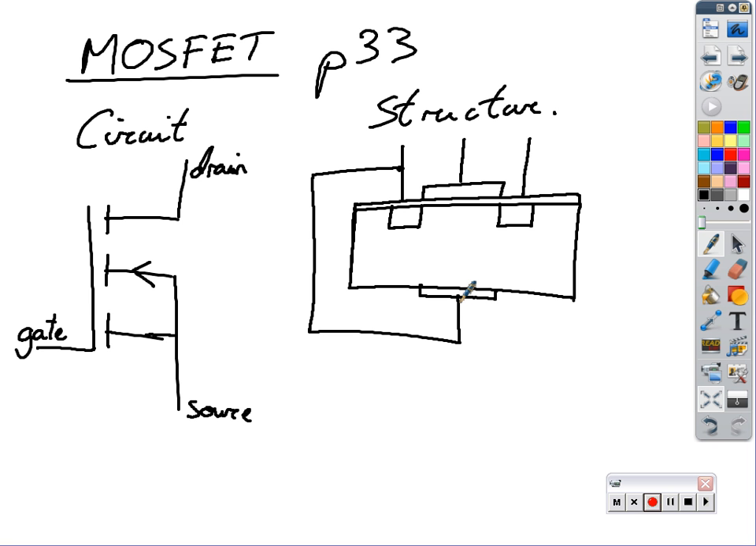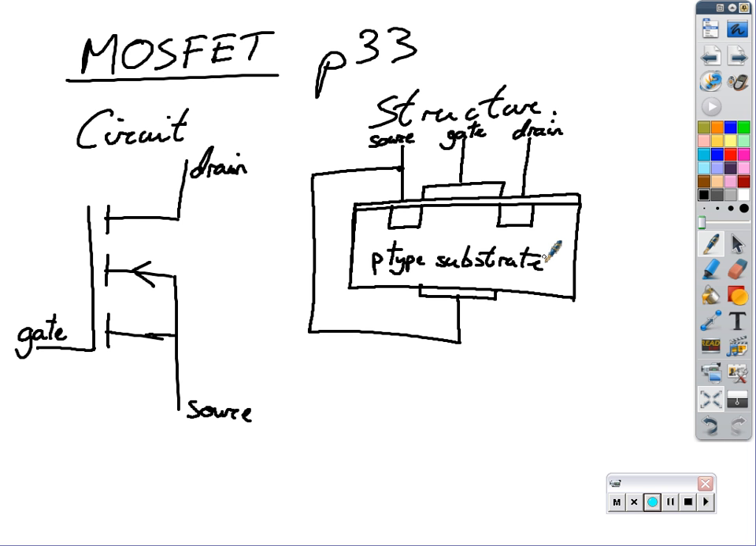So we need to be able to label it with, first of all, the gate. The gate is the middle line, so this is called the gate. Then we've got the source, which is the one on the left. And then we've got the drain, which is the one on the right. Substrate. Now the substrate is the P-type substrate. So this is the P-type substrate.